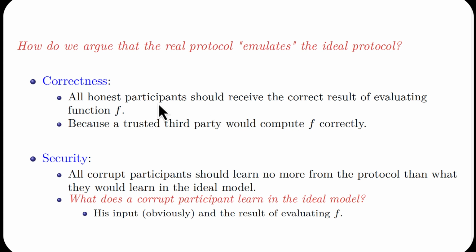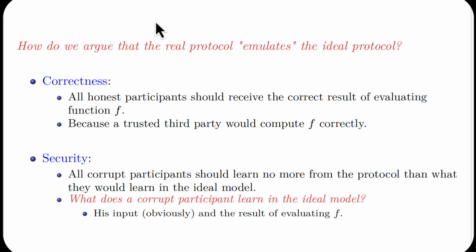So in other words, all the honest participants are going to receive the correct result of evaluating function f, because the trusted third party computes the value of f correctly, and the same thing holds for the protocol. So it's easy to prove that both of them achieve the correctness. For the security, remember, I'm talking about the semi-honest model. I'm not going to talk about the malicious adversary.